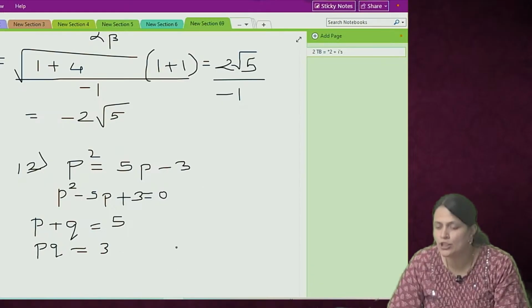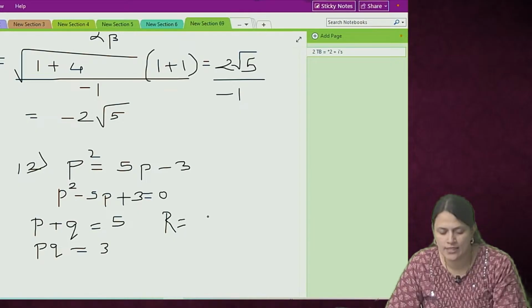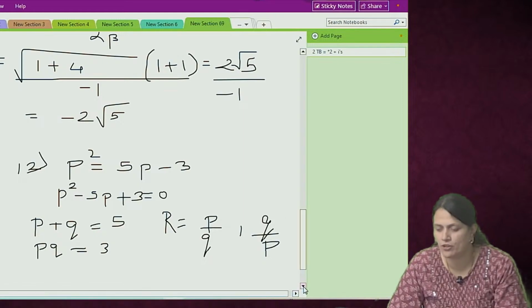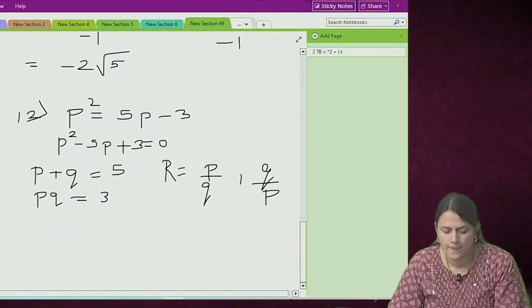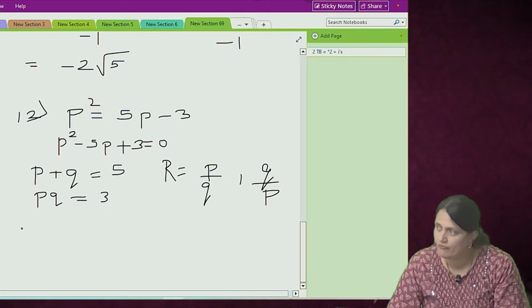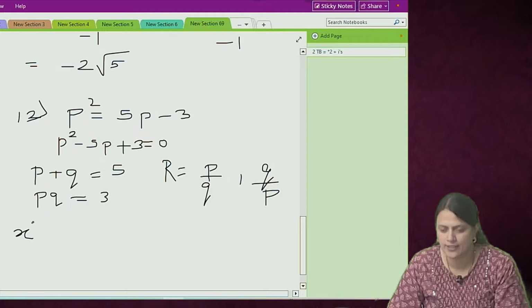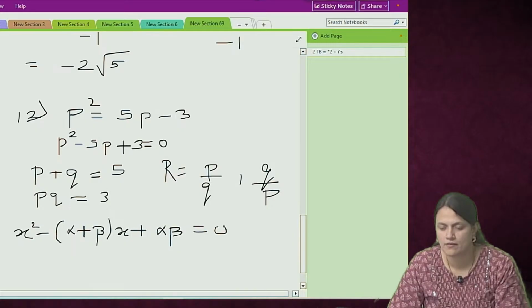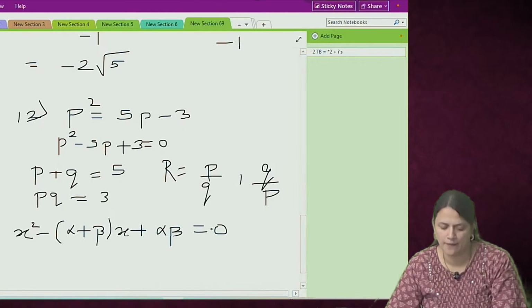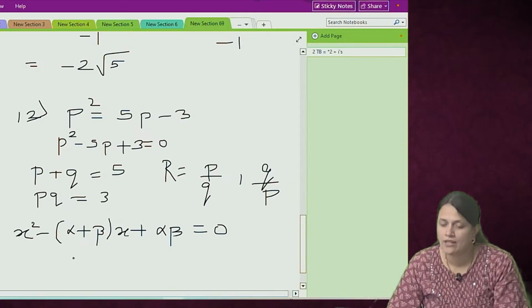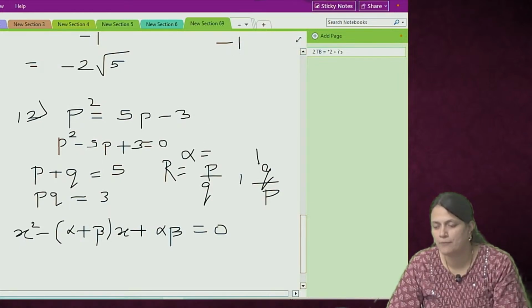Okay, so now they have given us that the roots are P upon Q and Q upon P. Follow along with me, all of you. Whenever the roots are given and we have to form the equation, it can be done as x square minus alpha plus beta into x plus alpha beta. This is the formula. Now, in our case, what is alpha? Alpha is P upon Q and beta is Q upon P.